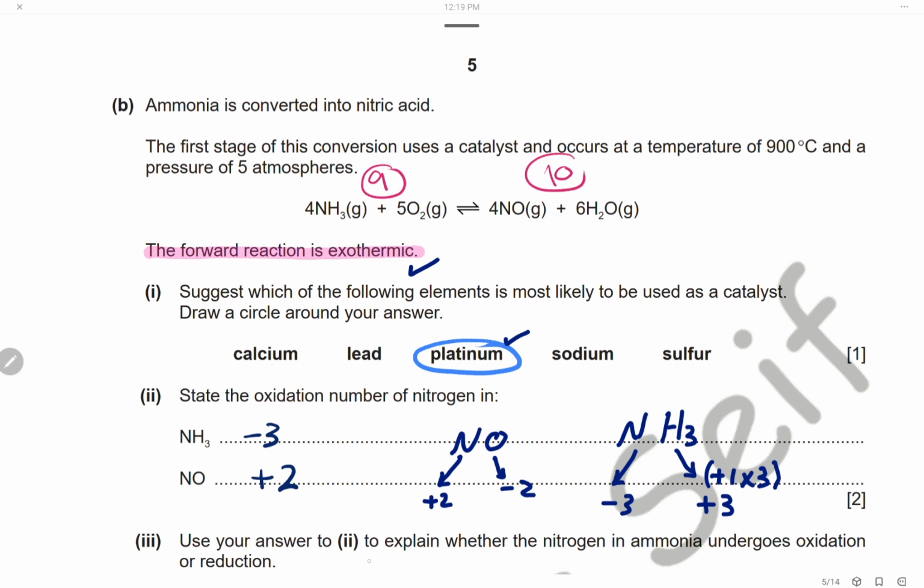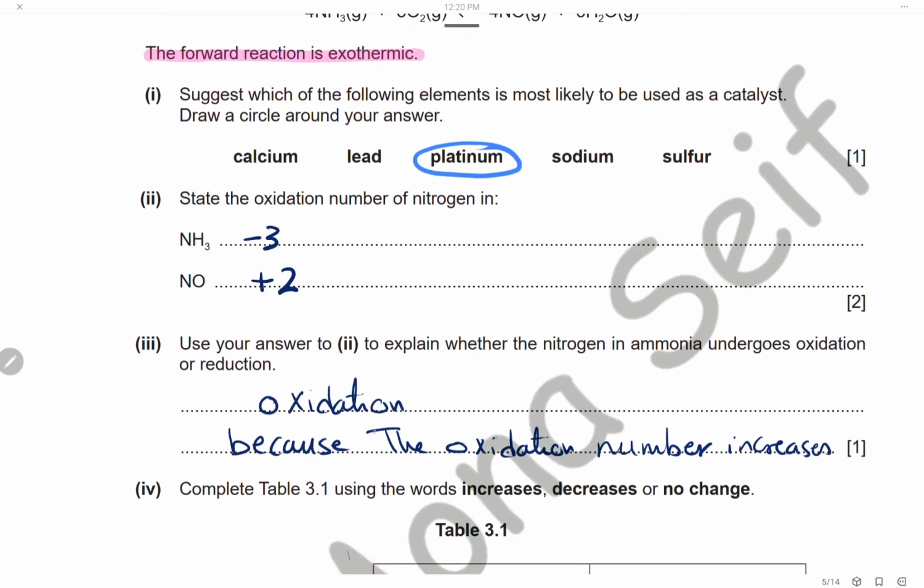So use your answer in double I to explain whether nitrogen in ammonia undergoes oxidation or reduction. The oxidation number of nitrogen in ammonia was -3, and then it changes to +2 in nitrogen monoxide. That means the oxidation number increases from -3 to +2, and an increase in the oxidation number, of course, is oxidation. So nitrogen has been oxidized due to the increase in oxidation number. Your answer will be oxidation, because the oxidation number has increased.